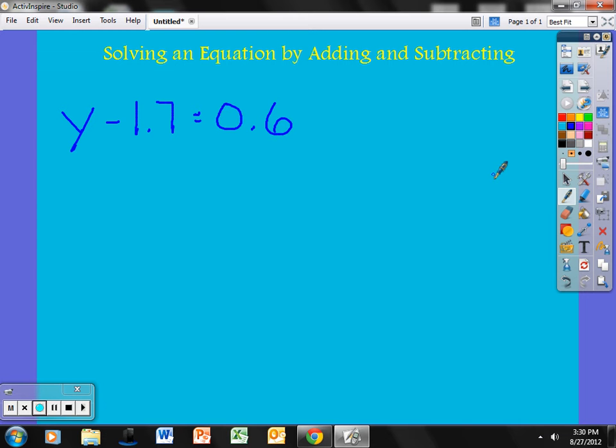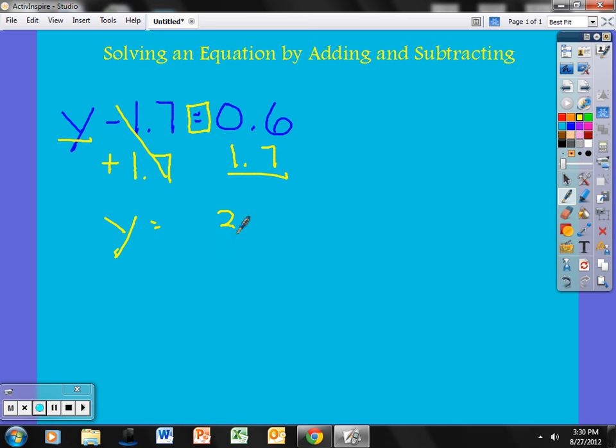I could do something like this. When I do this, I'm asking myself, okay, the operation here is subtraction. I need to do the inverse to get rid of that, because remember what I want to do? I want to isolate this variable. To isolate, I need to get rid of this. Here's my equal sign. What I do to the one side of the equal sign, I must do to the other. To get rid of a negative 1 7/10, I must add 1 7/10 to both sides. When I do that, those cancel each other out, so I'm just left with y.